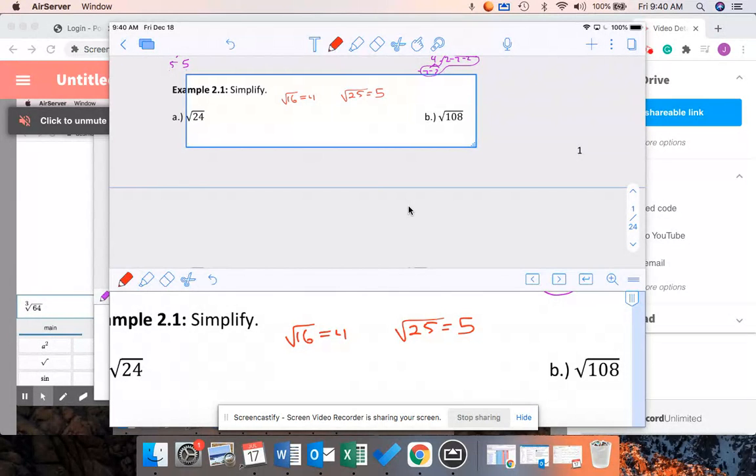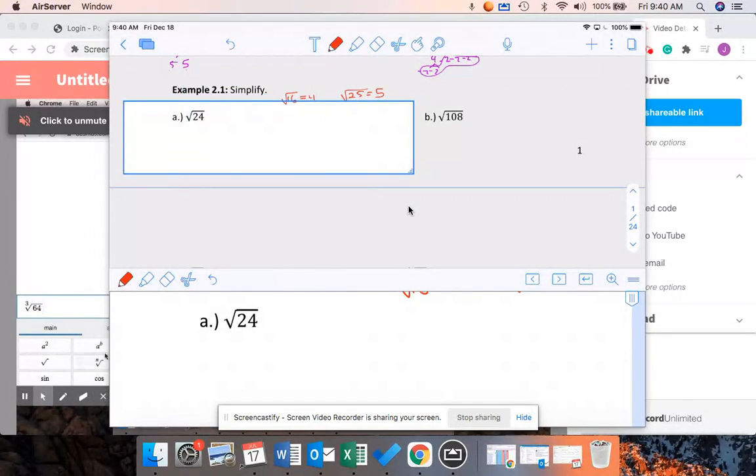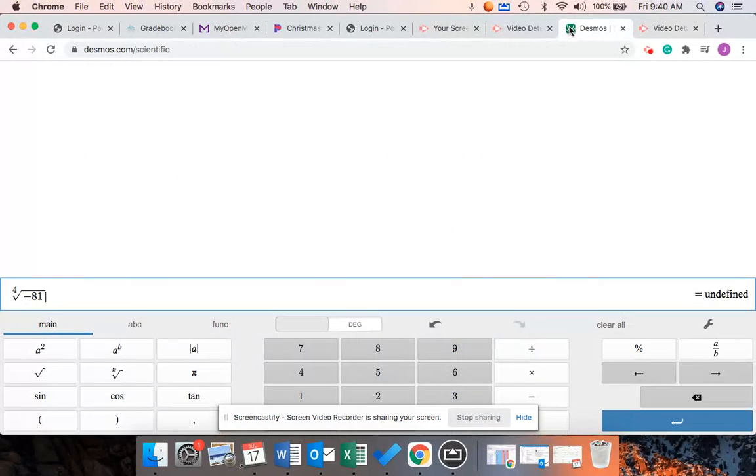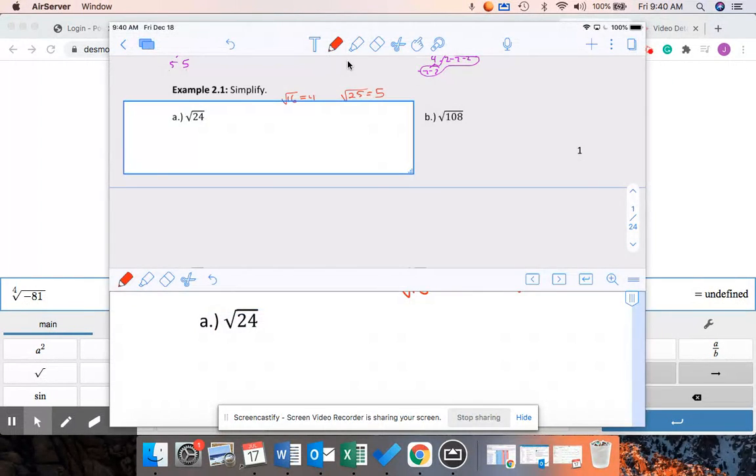Here's the thing about the square root of 24. Its decimal's probably going to be around 4.9, right? It's pretty close to 25, so it's about 4.9. But again, we don't want decimals. Instead, what we want to do is take out anything that would be a whole number.